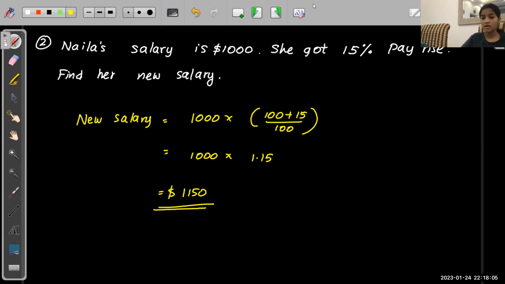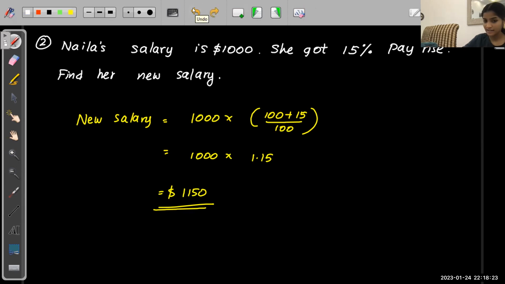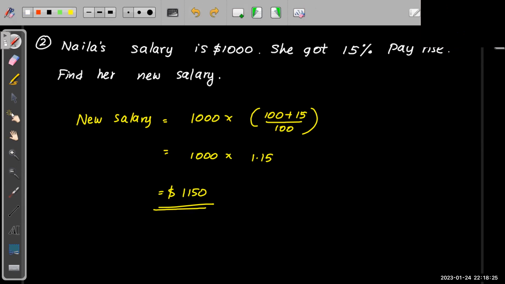Okay, cool. Let me copy this down. If you use the second method, that's totally fine. In the second method, you first calculate what has increased and then add it to 1,000. Always check, Naila, whether this is a discount or a pay rise, because depending on that you need to decide whether you are subtracting it from 100 or adding it to 100.